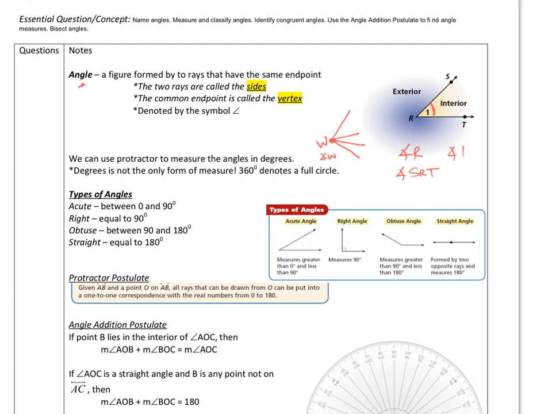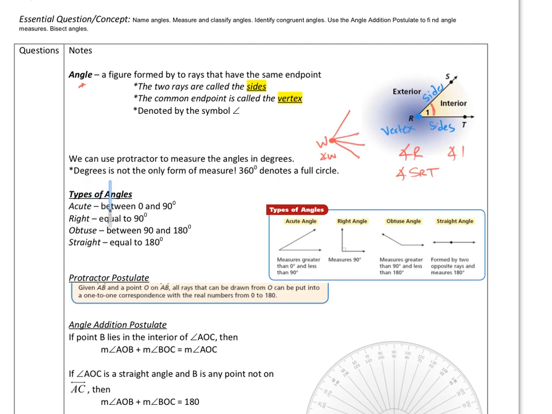All right, so back to our notes over here. Let's take a look at what we got. It says the two rays are called the sides. So each of these right here, I will label as the sides of the angle. And this common endpoint will be the vertex. So we've got the vertex and sides, and we already said that it's denoted by this symbol, which is the angle symbol.